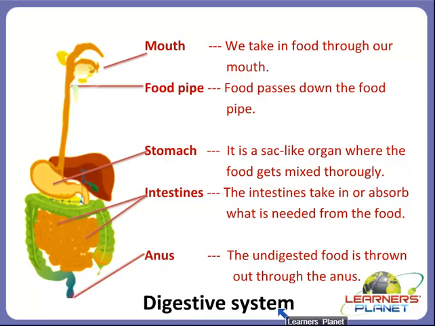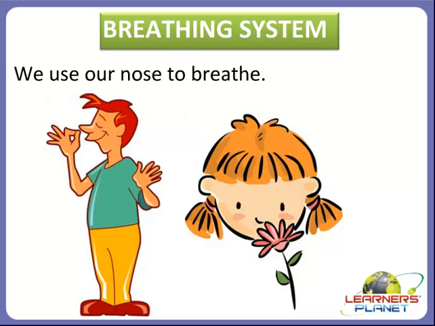So is it clear? What does the digestive system consist of? It consists of mouth, food pipe, stomach, intestines, and anus. Okay, children? Now we will study another organ system, that is our breathing system.